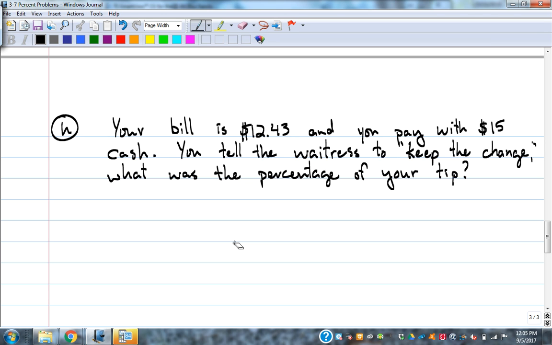How can I find that? So I'm looking for a percent. So obviously one side is that. What would the other side be? Would that get me the percent of my tip? That would get me the percent of the $15 that was my bill. It wouldn't get me the percent of my tip. My bill was $12.43, right?